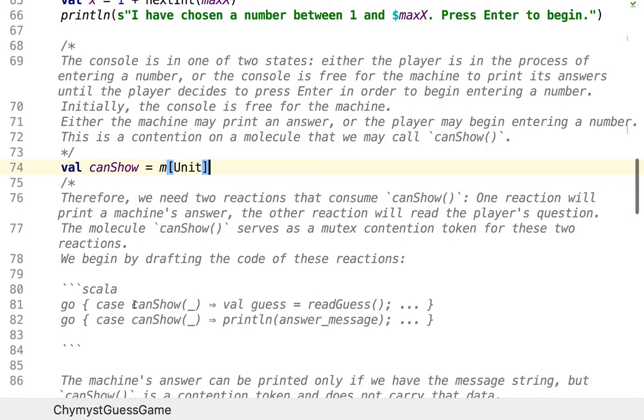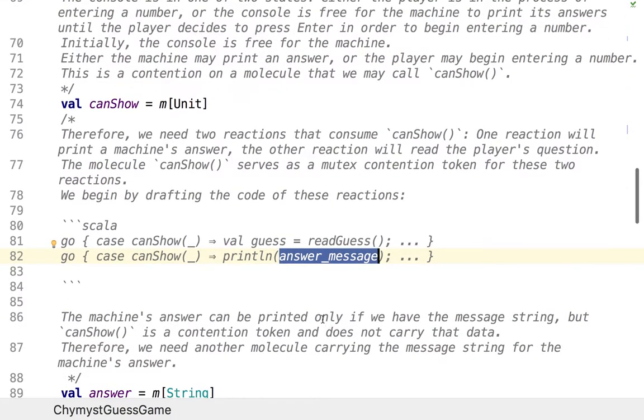So these reactions should look something like this. Consuming can show, and then I read the guess and do something, or I consume can show and I print the answer. Now, so this is kind of what is necessary. Now, clearly we cannot print this answer because can show doesn't have any information. Can show is a unit typed molecule. It's just a contention token that makes it impossible to run these two reactions in parallel.